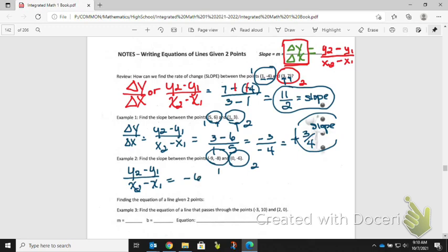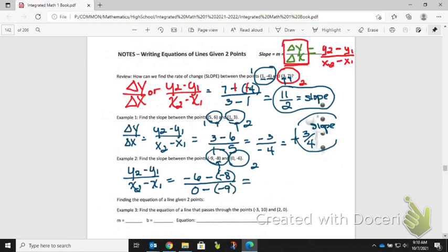Y sub 2 is -6 minus -8, and because it's a negative, I'm going to put it in parentheses just so I can see it and understand it. And then go back to point 2, the x coordinate is 0 minus -9.